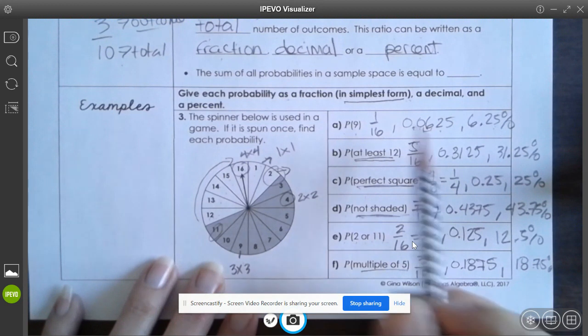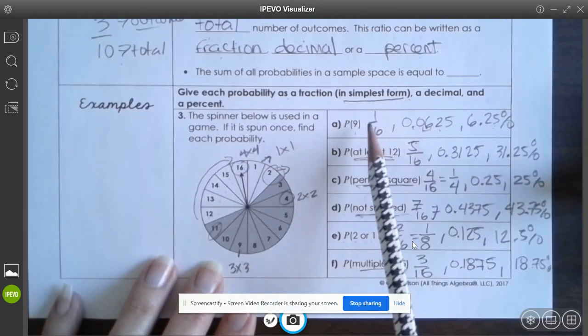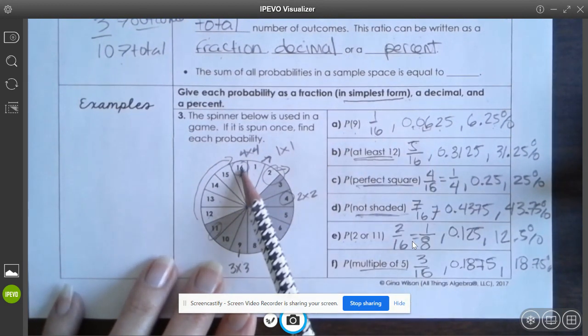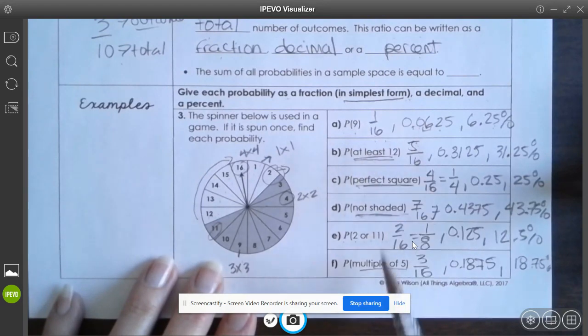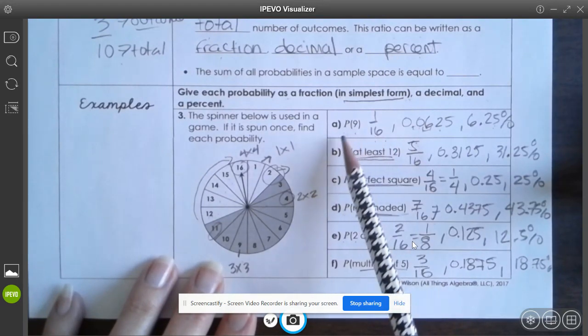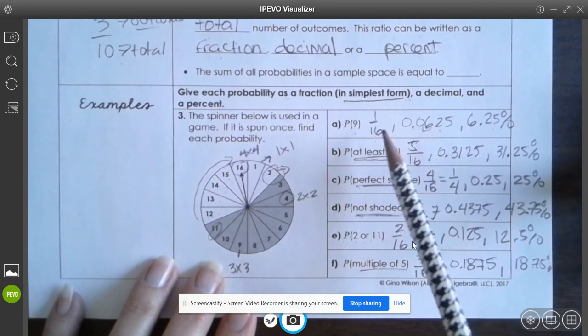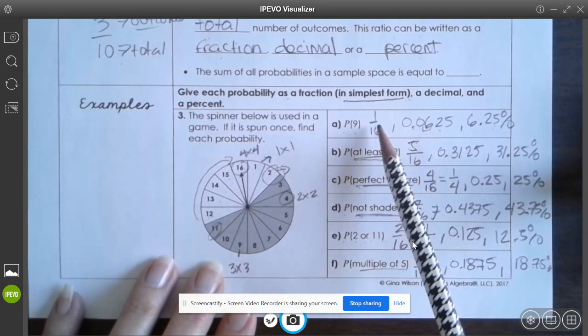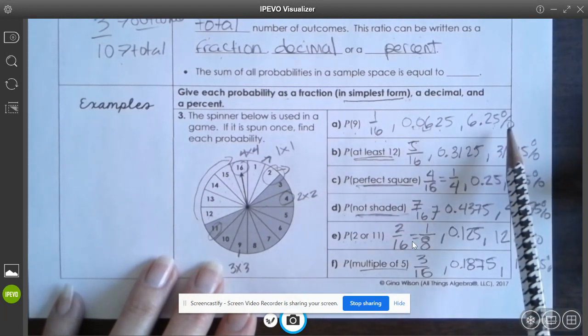Now, as a review here, first we found what's the highest number. That's your denominator for all of these. Then you start finding each of the probabilities. Now, each one should have a fraction, a decimal, and a percent.